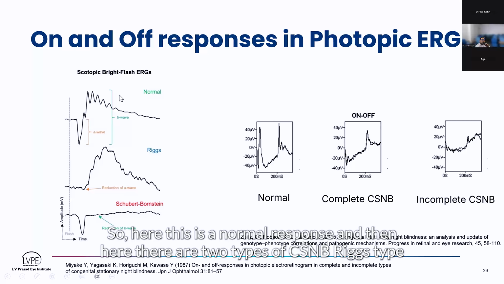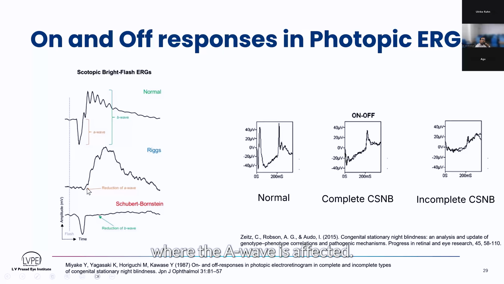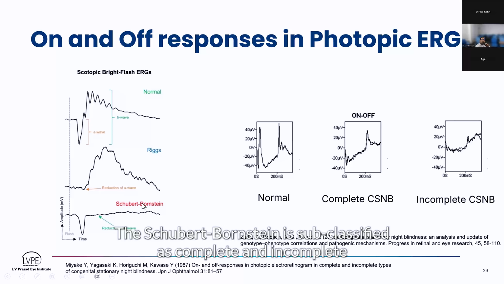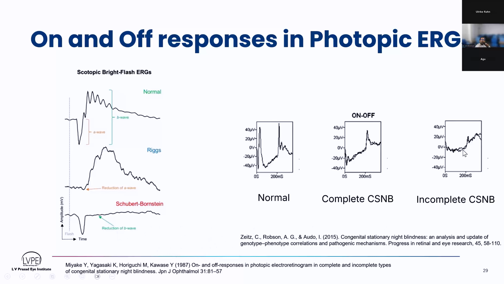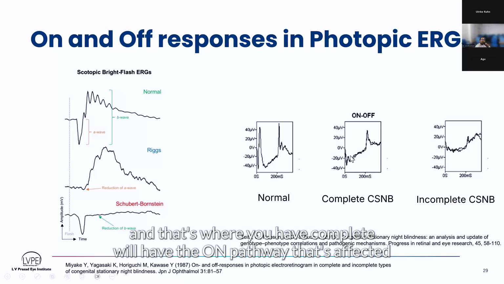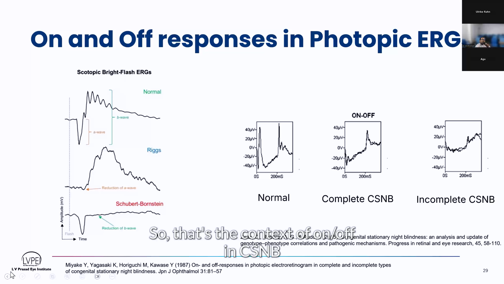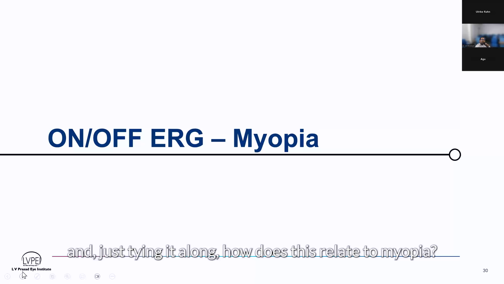Here this is a normal response, and here there are two types of CSNB: Riggs type, where the A wave is affected, and Schubert-Bornschein, where the B wave is affected. The Schubert-Bornschein is subclassified as complete and incomplete. In complete, the on pathway is affected, and in incomplete, both get affected. So that's the context of on-off in CSNB.